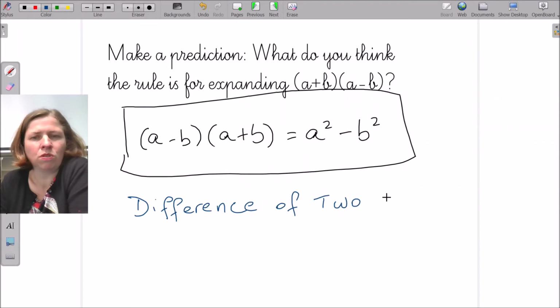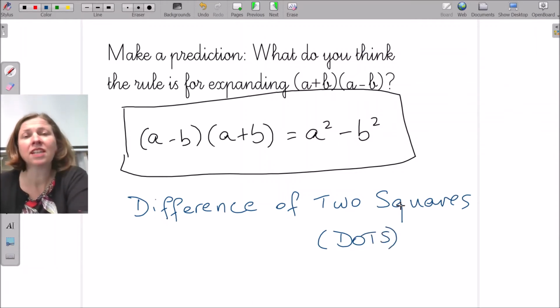Difference of two squares, which we call dots. We're going to use this a lot. You're going to see it a lot, so make sure you've got it in your notes and that you remember it and that you practice it. So that's what we're going to do next.